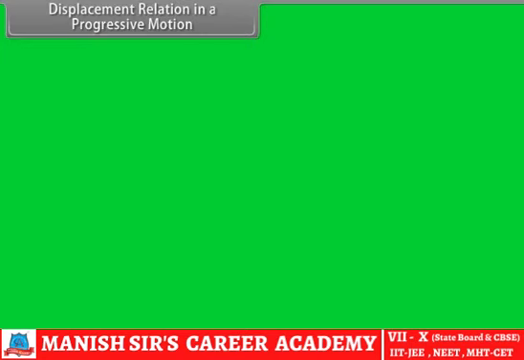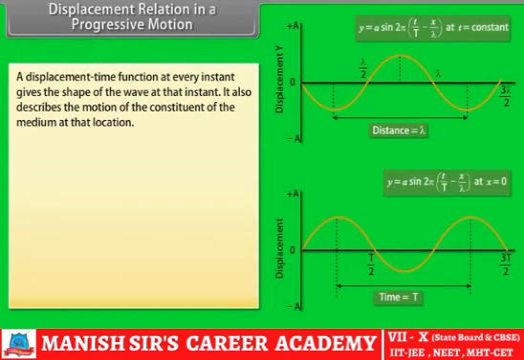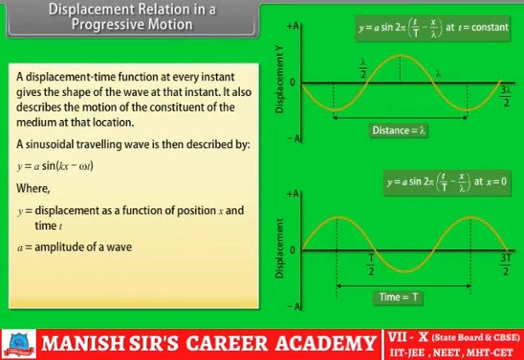Displacement relation in a progressive motion. A displacement time function at every instant gives the shape of the wave at that instant. It also describes the motion of the constituent of the medium at that location. A sinusoidal traveling wave is then described by y = A sin(kx - ωt), where y is the displacement as a function of position x and time t, A is the amplitude of the wave, ω is the angular frequency of the wave, and k is the angular wave number.